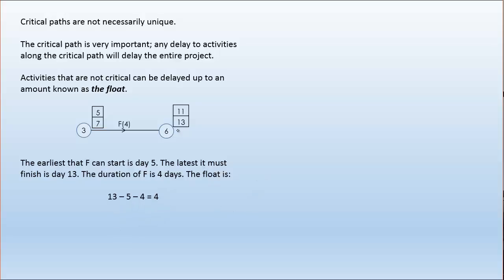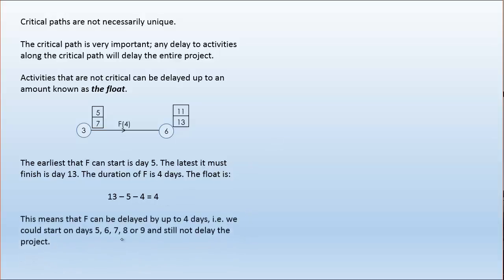To calculate the float, we do 13, take away 5, take away the duration of F, and that gives us 4. This means that F can be delayed by up to 4 days. I.e., we could start it at the early time of 5, but we could also start at 6, 7, 8 and 9 and still not delay the project because it only needs to get here by 13. So if we start on day 9, 9 plus 4 is 13. So that gives us another way of recognizing a critical activity. A critical activity is one of those activities that has a zero float.